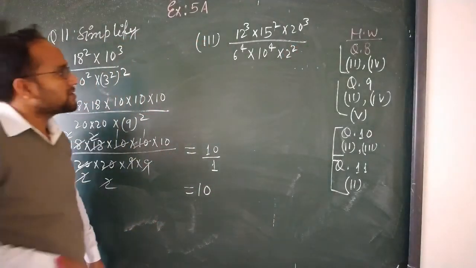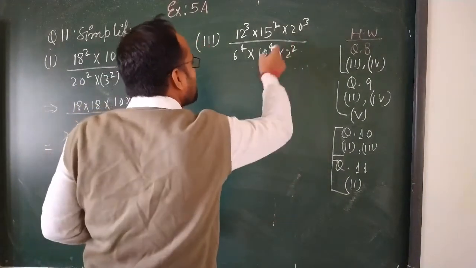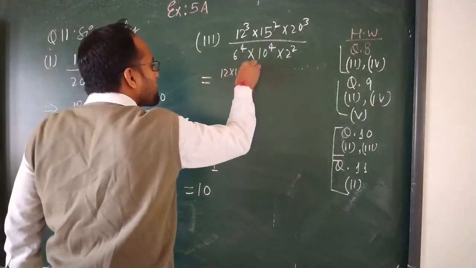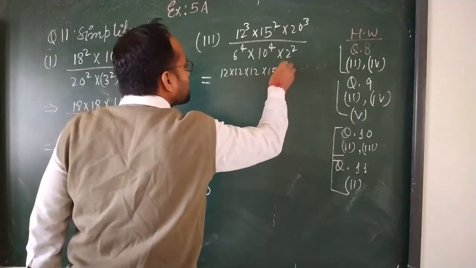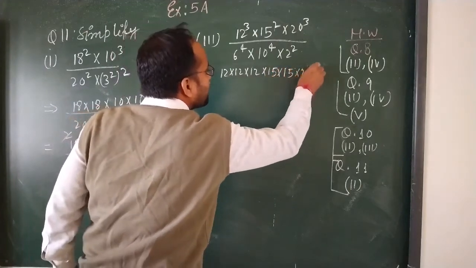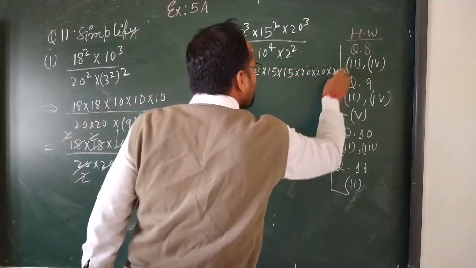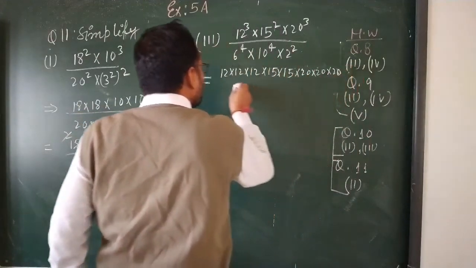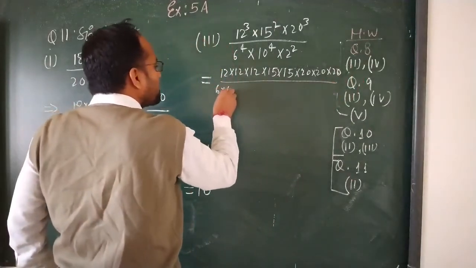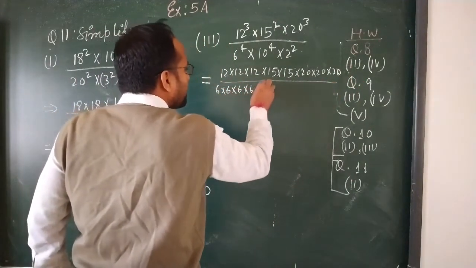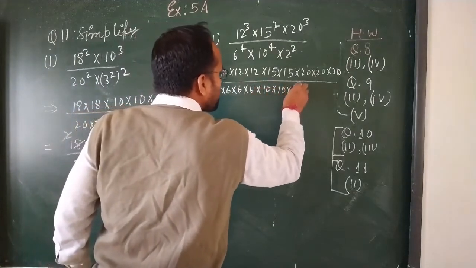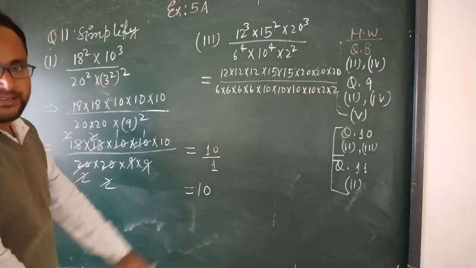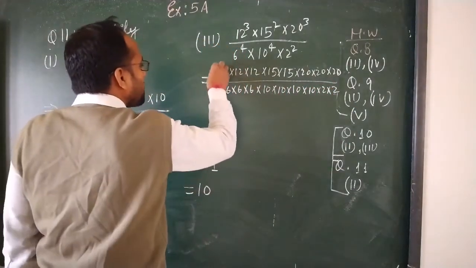so see this one, students. If you break this one, I think it is cancelled out, but there is no need. 12 you will write 3 times, 15 you will write 2 times, and 20 you will write 3 times, upon 6 you will write 4 times, and 10 4 times, then 2 times. Okay, and if the terms are cancelled out, you will cancel them. 6 to the 12.